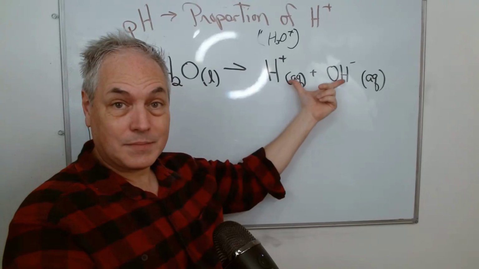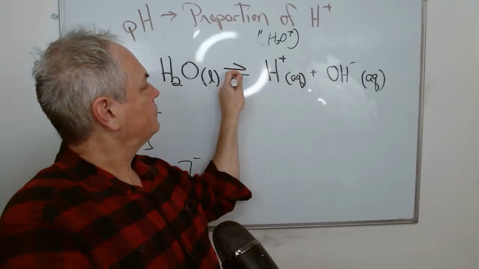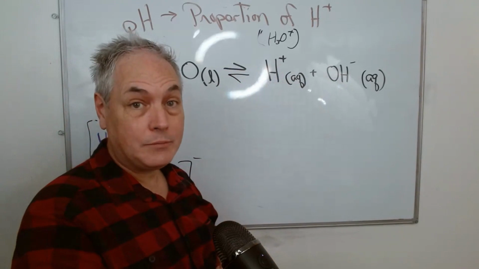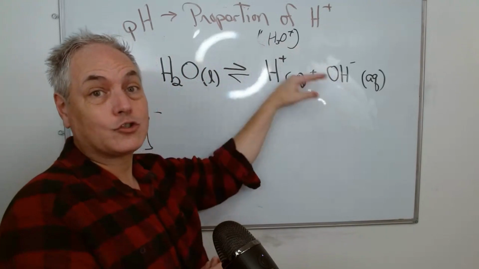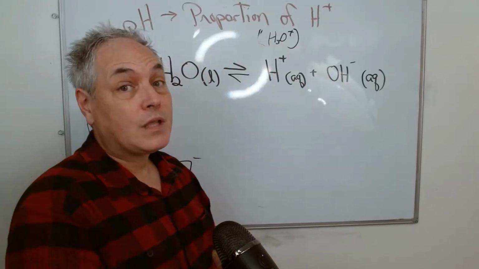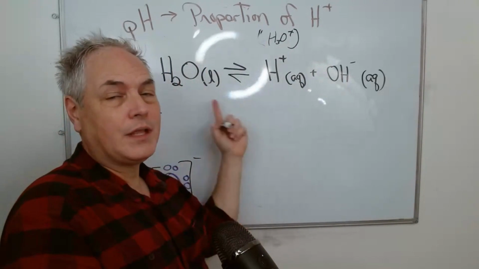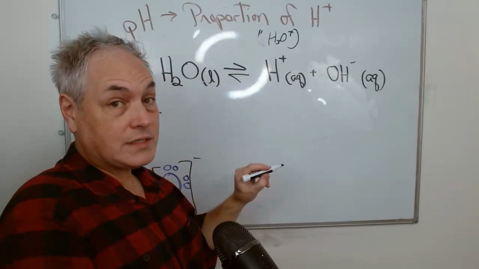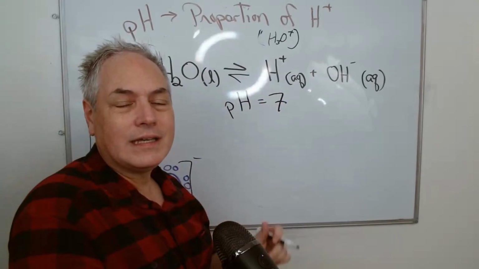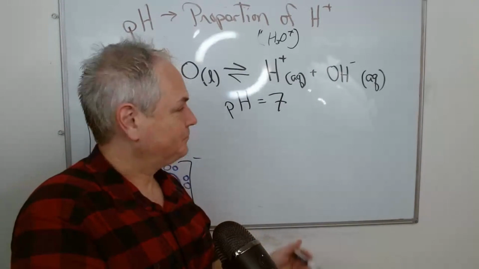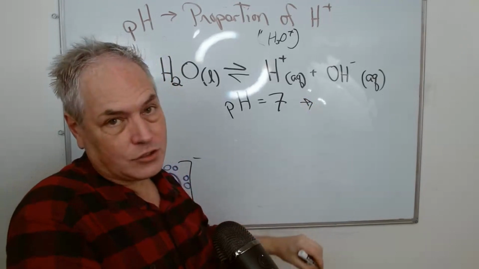But as soon as we have these, because of the opposite charges, they go back and recreate the water molecule. So here we have an equilibrium, a chemical equilibrium, where we have water molecules going to ions and ions going back to the water molecule. Now, what's interesting is that if there's an equilibrium and we have distilled water, we have a pH of 7. A pH of 7 is the neutral solution. Now, what does that mean, pH of 7?